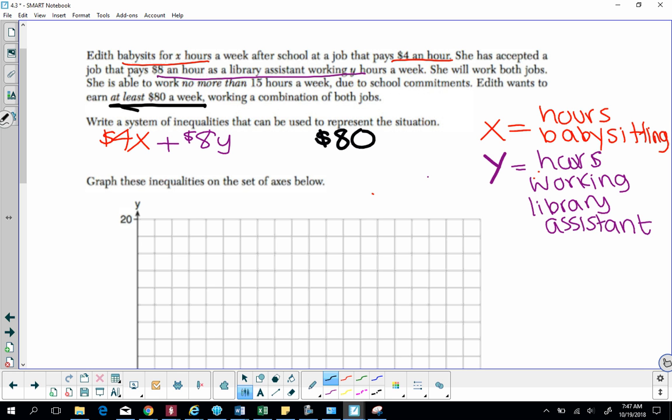And so if I want to make at least $80, if I made $1, would I be happy? No. If I made $1,000, would I be happy? Yes. So what sign, raising your hand, would I put right there? Go for it. Greater than or equal to.